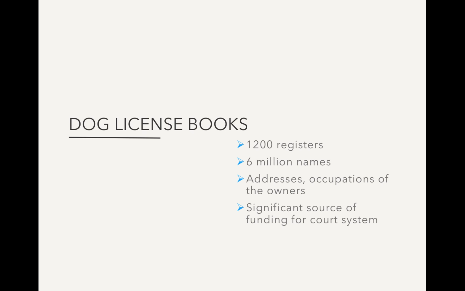Now, I did mention the dog license rule in Ireland, and we do have, in fact, on Find My Past, the dog license books. There are 1,200 registers here covering 6 million names. Dog licenses were a significant source of funding. They were a tax, essentially, so you had to license every dog that you owned every year. So in that case, it's an important census substitute because it does give us our ancestors in a place and a time. But in some cases, it also includes some fun information about the dogs themselves.